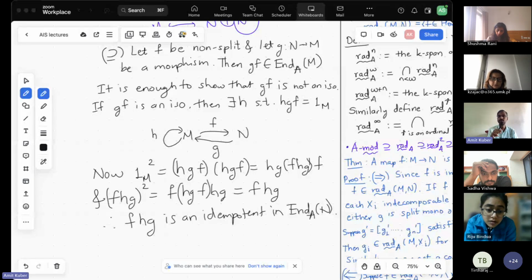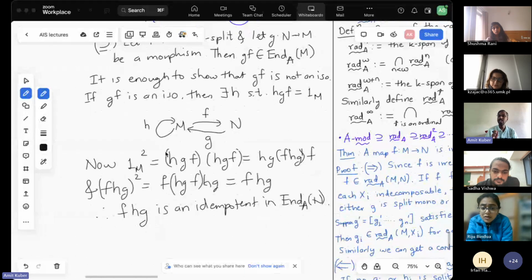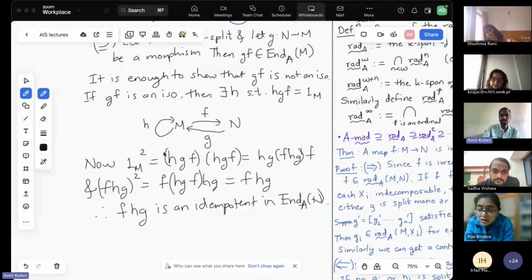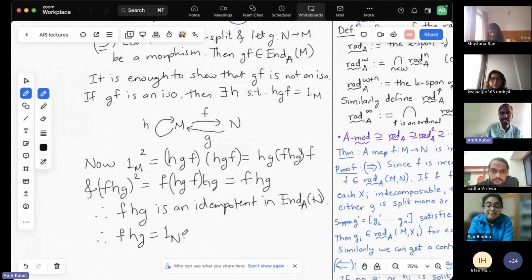Can FHG be 0? I will wait for an answer. Not really, right? Because 1_M squared is some product. Exactly. Thank you. So FHG can't be 0 because 1_M squared has FHG as a factor. That's why I wrote it. Therefore, FHG is equal to identity on N. Well, this is a contradiction because this implies that F is split.